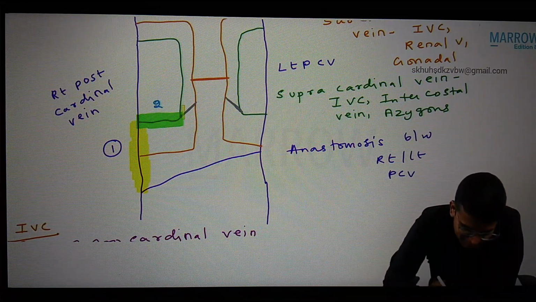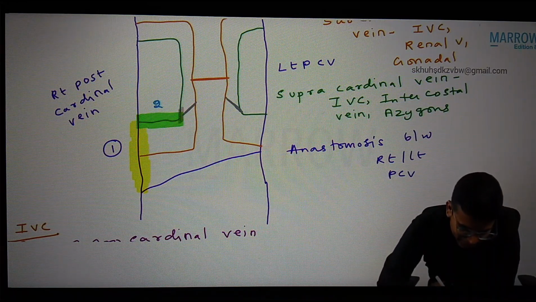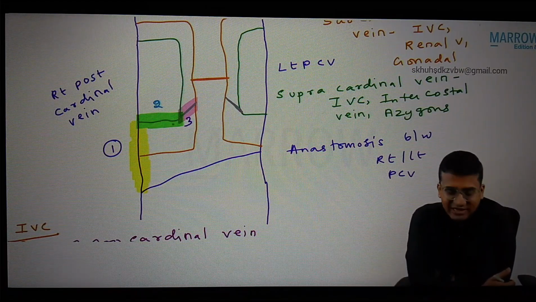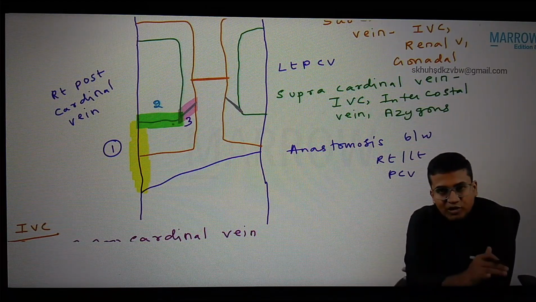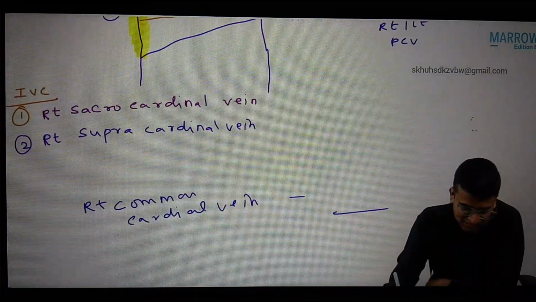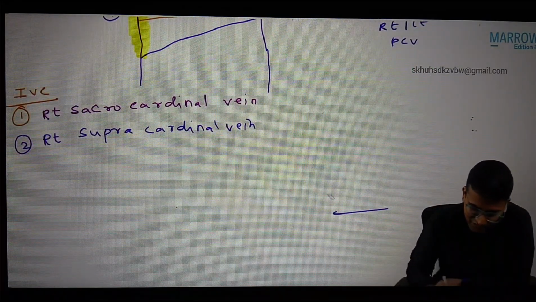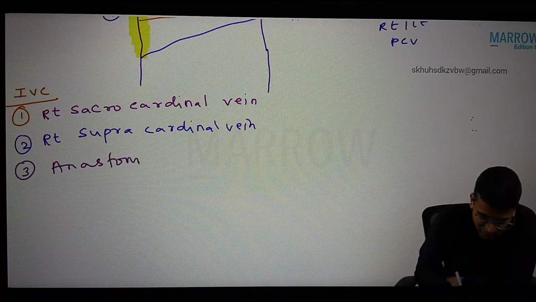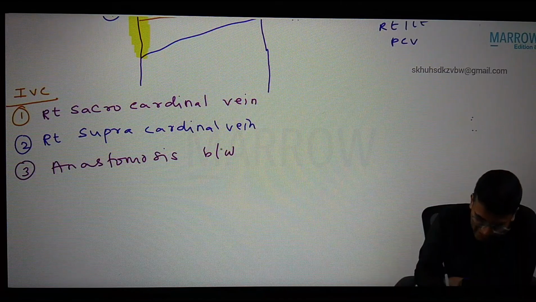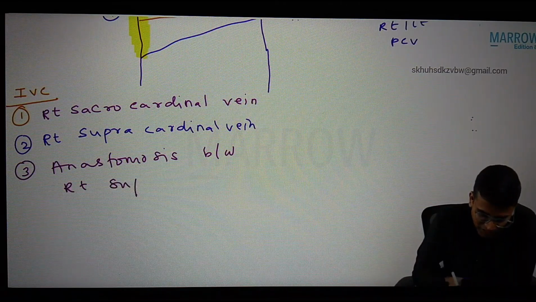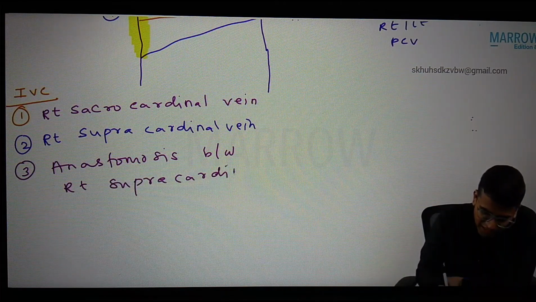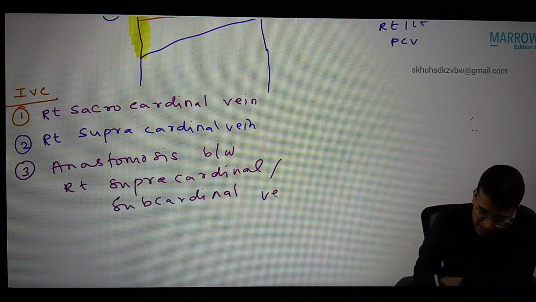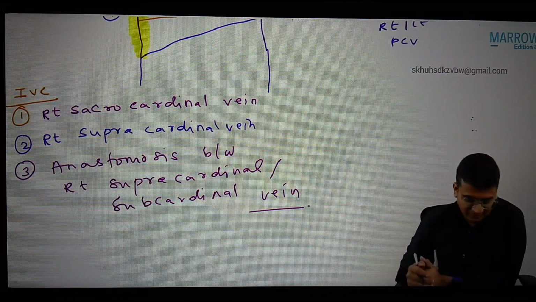Number three, this one. I will highlight in pink color. That is number three. What is number three? Number three is the anastomosis between right supracardinal vein and subcardinal vein. Okay, right.